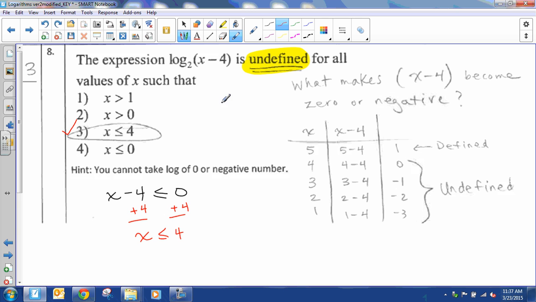The answer is 3. Now, if you want to, you can plug this in the calculator and look at the table and see where it says error, right? It's going to say error down here for all of these because you cannot take the log of 0 or a negative number. You can also, without a calculator, just use your common sense and plug in values. Here's positive 1, it's defined, but if the expression that you're trying to take a log of is 0 or negative, it's undefined.